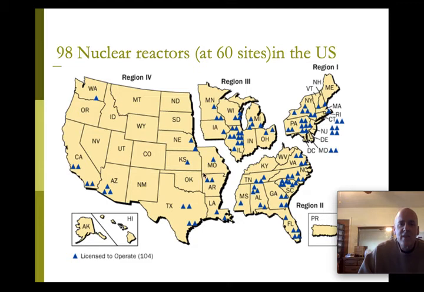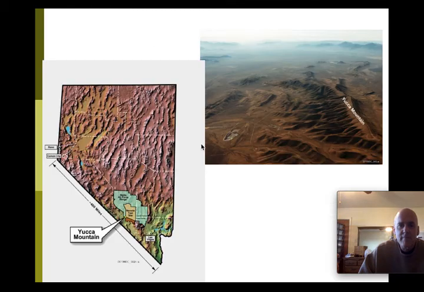Okay, once again, here's where the nuclear reactors are. There's 98 of them in the United States right now in 60 different sites. Okay, let's talk about Yucca Mountain. This is where it is, and this is what the area looks like. I'm giving you an assignment to do some research on Yucca Mountain. This was going to be our waste depository for nuclear waste from the entire country.